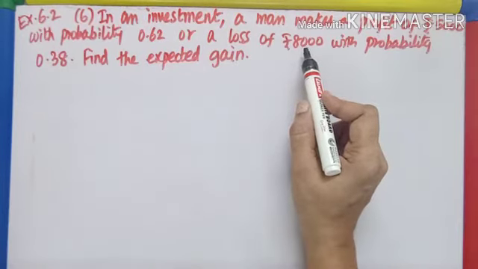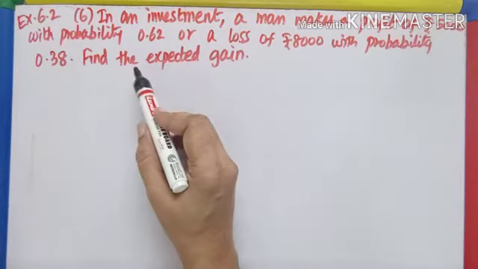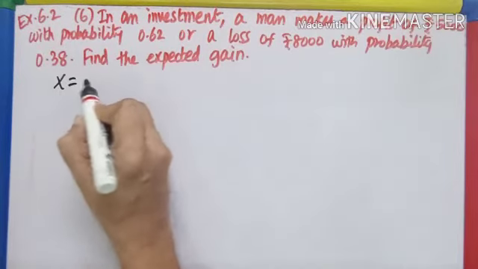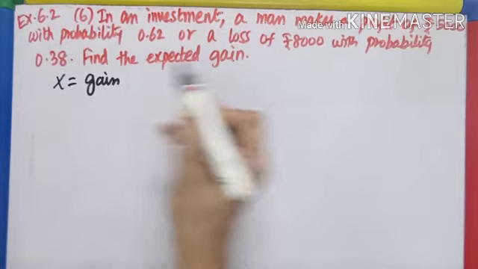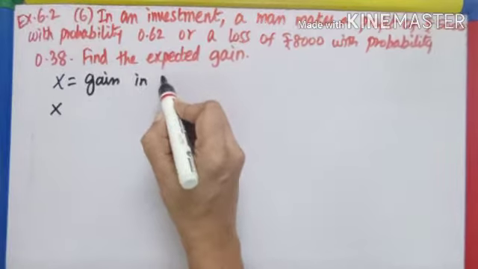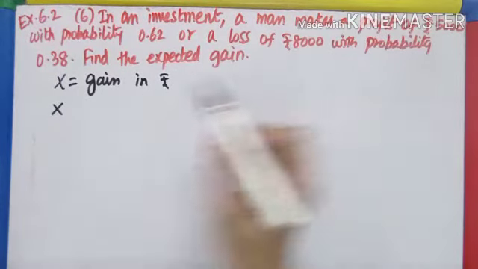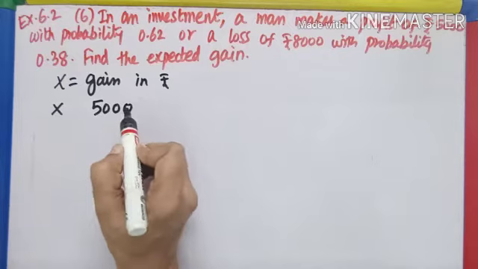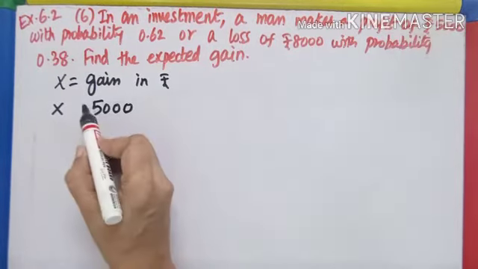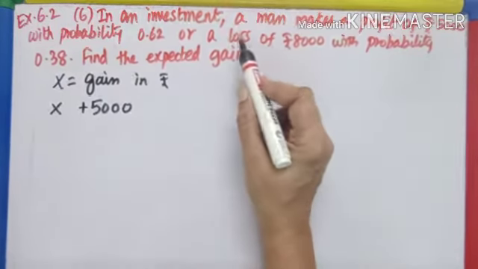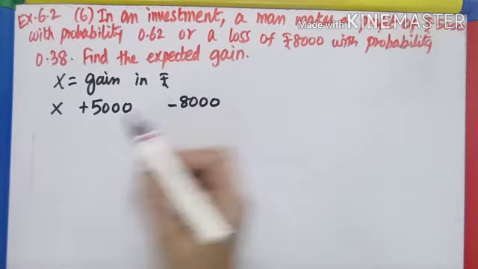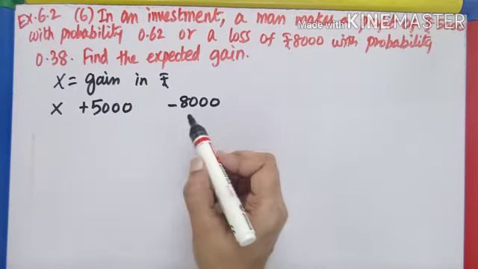Question number 6. In an investment, a man makes a profit of rupees 5,000 with a probability, or a loss of rupees 8,000 with this probability. Find the expected gain. So this tells me what is x. X is the gain. It may be profit or loss. How much he is getting? 5,000. Or how much he is losing? 8,000. Getting tells me plus 5,000, whereas losing tells me minus 8,000. Profit is positive and loss is negative.